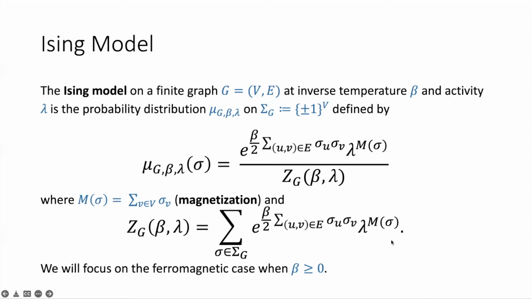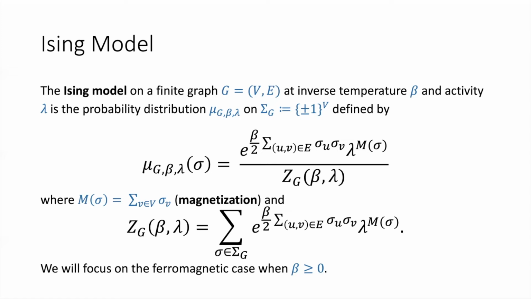So as one can see here, let's think of some examples. What happens when we take beta equal to 0? Well, when we take beta equal to 0, we basically are going to get rid of this term altogether. Every single cut is going to have the same weight when it comes to e to the 0 over 2 times the sum, and it's only going to depend on lambda to the magnetization. So you'll basically be sampling a cut with only proportion to how many vertices are in that cut.